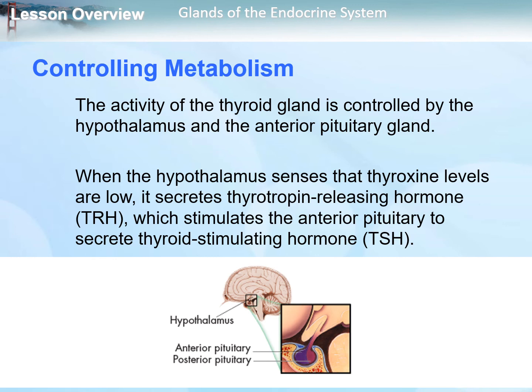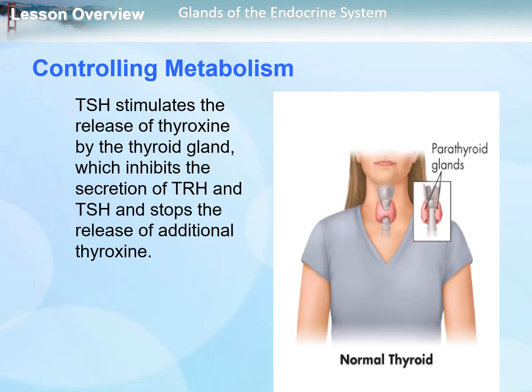Now, how does our body control metabolism? The activity of the thyroid gland is controlled by the hypothalamus and the anterior pituitary gland. When the hypothalamus senses that thyroxine levels are low, it secretes thyrotropin-releasing hormone, which stimulates the anterior pituitary to secrete thyroid-stimulating hormone, or TSH. This feedback loop keeps the level of thyroxine in the blood relatively constant.